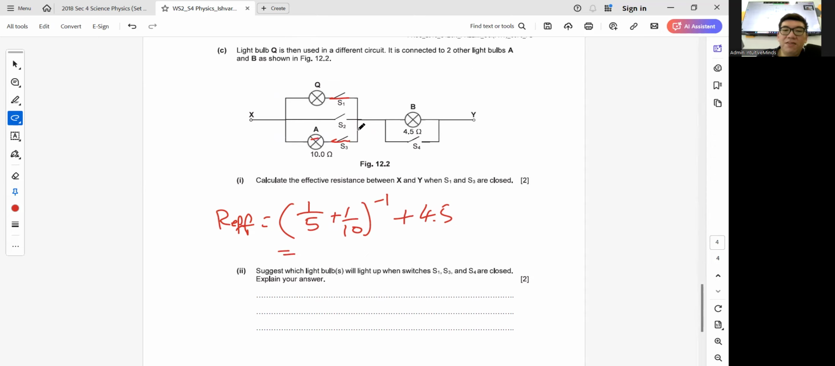Okay, if you do this, you're saying that they're parallel, which they are not. They're series. These two are parallel. So you've got to add the parallel ones first, then add the series. How much is that? So you're going to round to 3 SF. And don't forget to put your units inside as well.